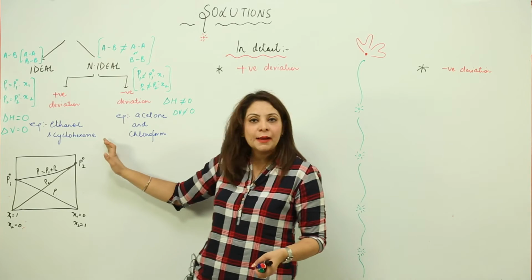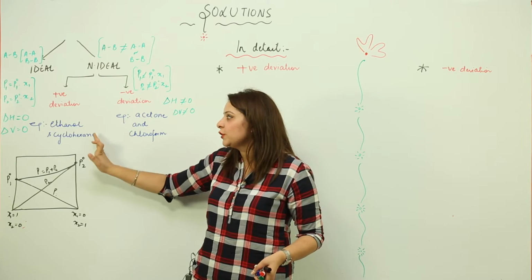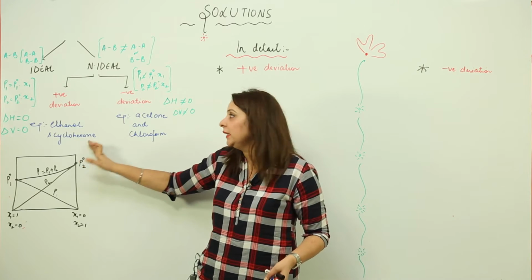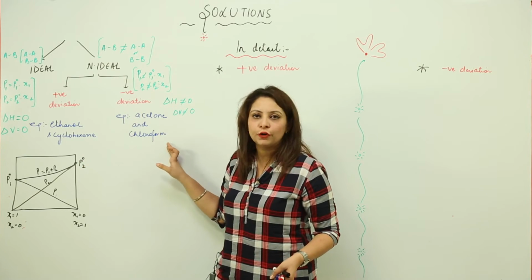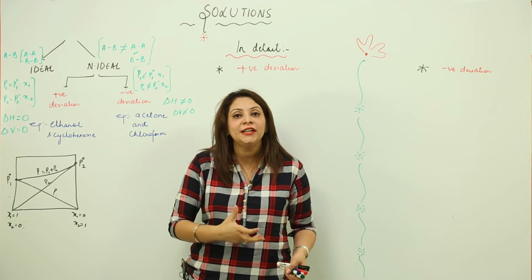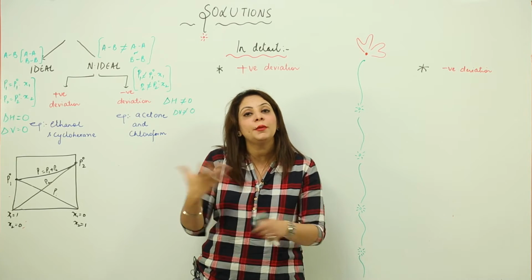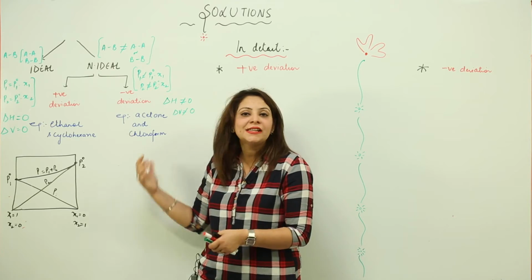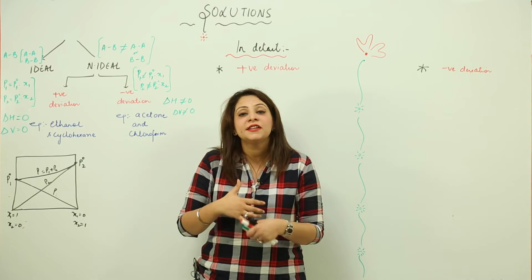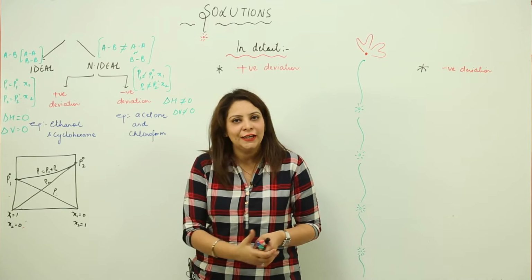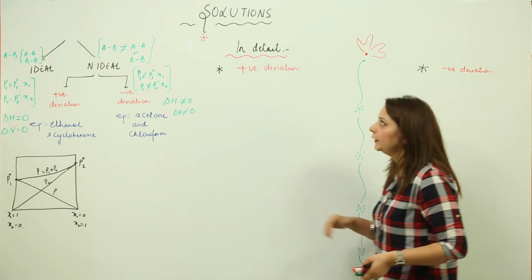I have one example each for you. For positive deviation, it is ethanol and cyclohexane, and for negative deviation, it is acetone and chloroform. We will be discussing how they actually show positive behavior, that is, how their vapor pressure is being increased, and how in the other case the vapor pressure is being decreased, despite both of them being non-ideal solutions, right. So just look at the board here.